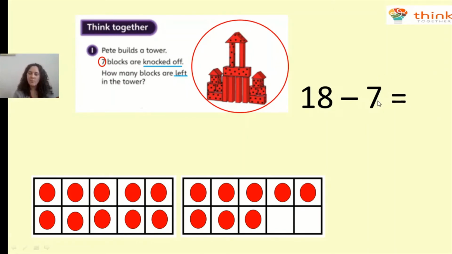So you ready to count with me while we take away 7? 1, 2, 3, 4, 5, 6, 7. There we go, I've taken away 7. What do I need to do now to find the answer?